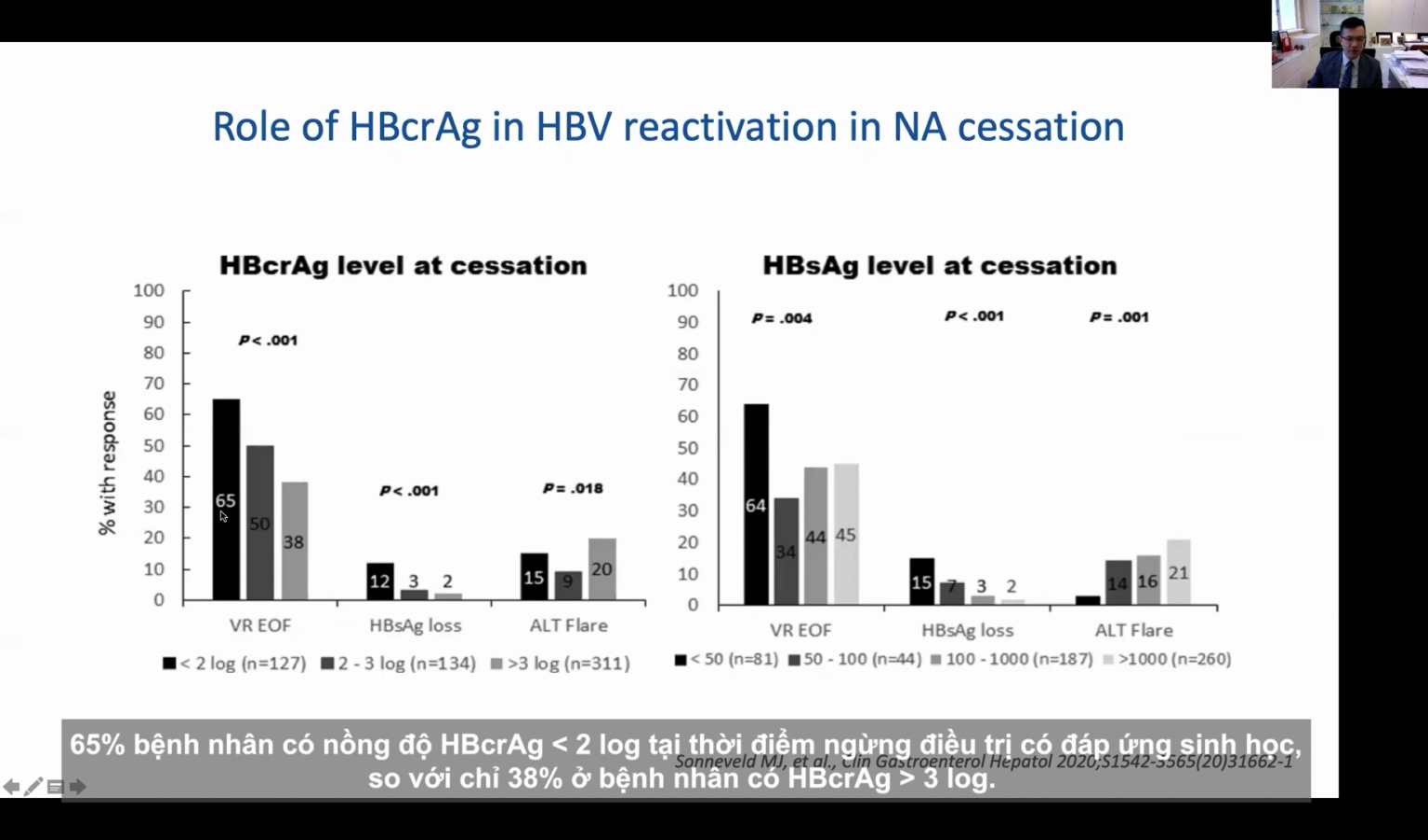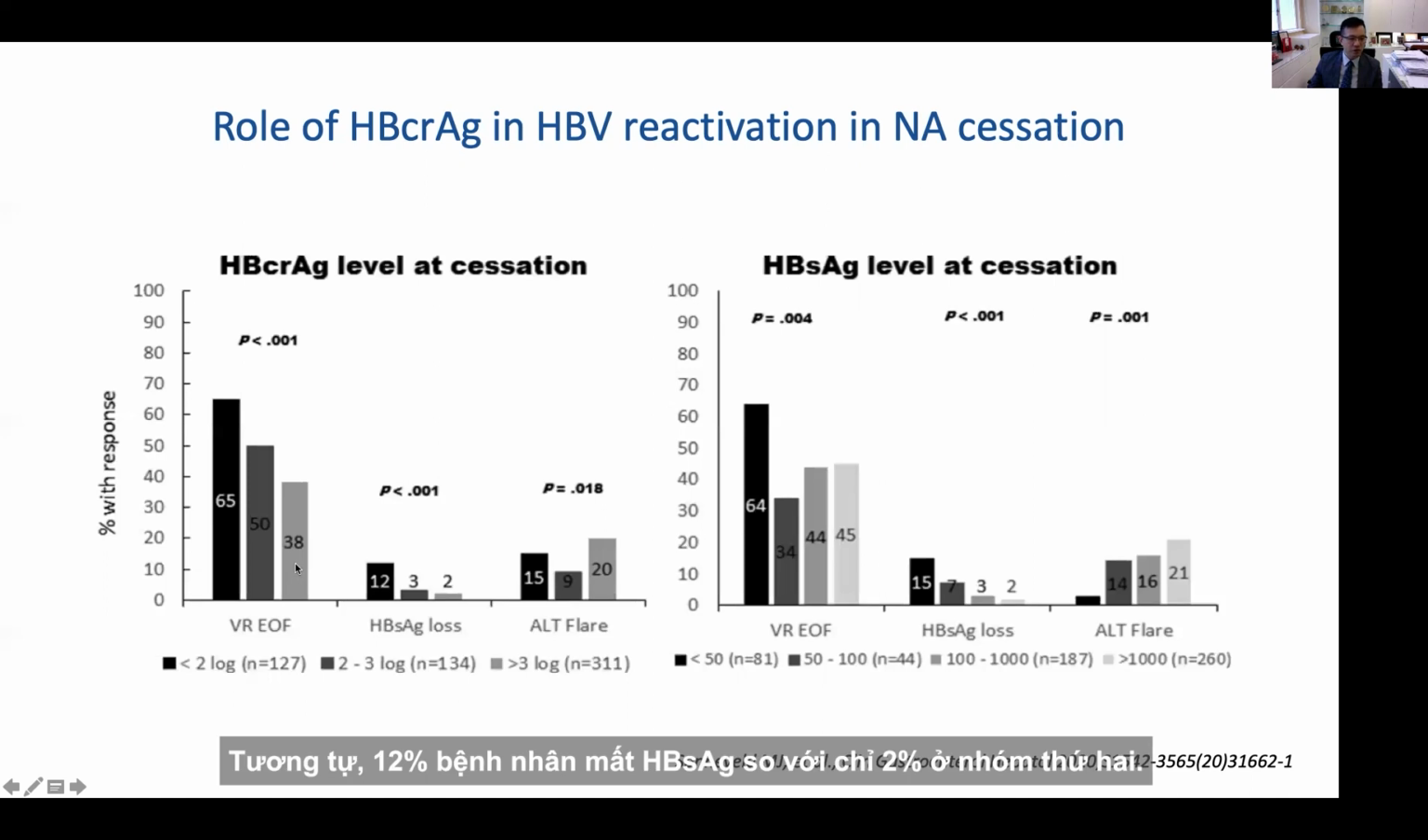65% of patients with core-related antigen less than 2 log at the time of treatment cessation had virological response, compared to only 38% in patients with core-related antigen greater than 3 log. Correspondingly, 12% of patients had S loss compared to only 2% S loss in the latter group.